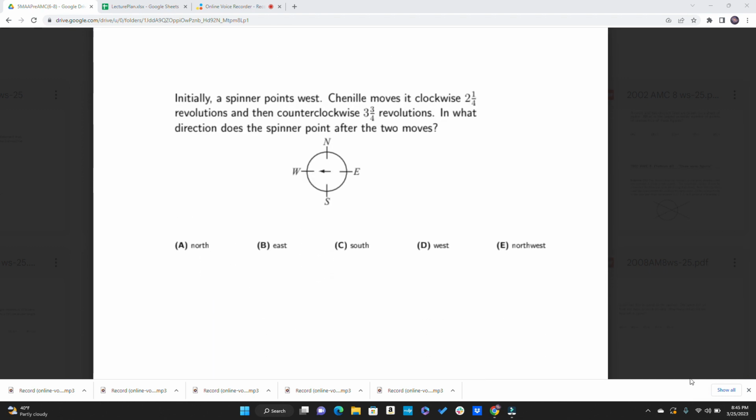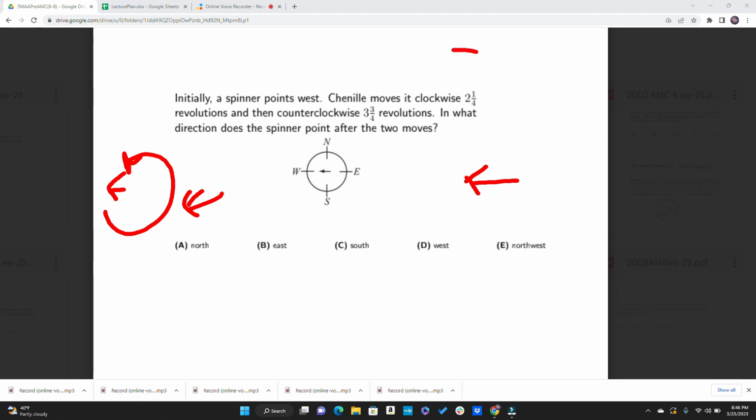Okay, we've got a spinner that points west. And then it's been moved clockwise 2 1/4 revolutions. And then counterclockwise 3 3/4 revolutions. So what direction does the spinner point after the 2 moves? So originally it points this way. Something to notice is that after one revolution, the spinner is back to where it started, right? So if you spin it around once, it's just going to end up facing this way again. So in 2¼ revolutions, we only need to pay attention to the quarter part. That's the only part that's going to have the spinner end up in a different position.